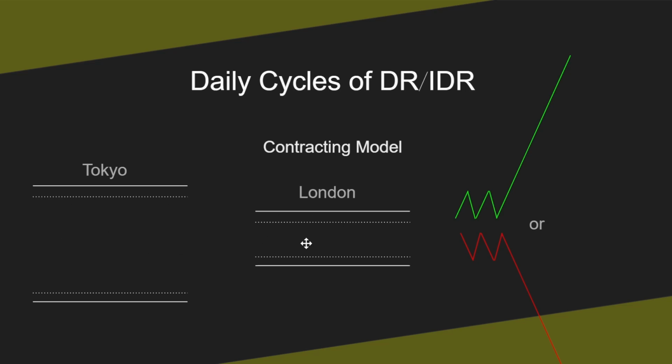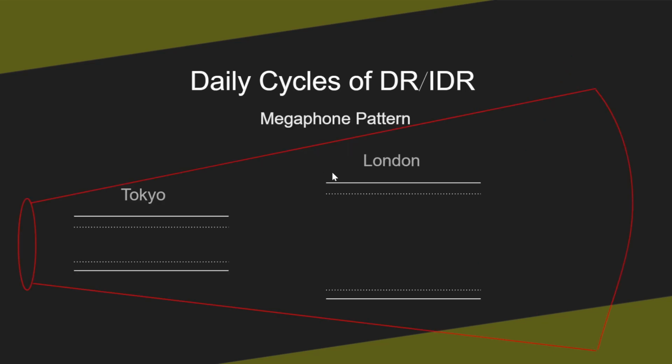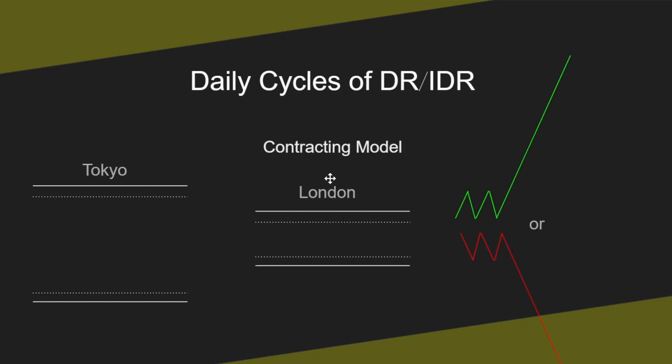At this point, you usually see a lot of consolidation during London and then an aggressive breakout either above or below. This is a 50-50 shot whether it's going to go up or down, but when it does, it usually does it aggressively. Now, the Megaphone pattern and the contracting model are not common occurrences. They happen occasionally, but more often than not, you're going to see the bullish or the bearish. Usually the only time the Tokyo session DR and IDR ranges are larger than the London session is when it's a JPY based pair like GBP JPY, or Australian dollar, US dollar.